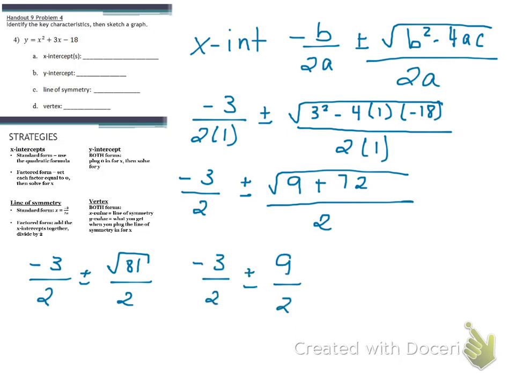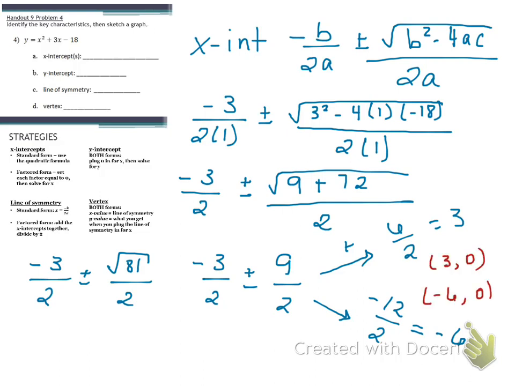And then the square root of 81 is 9, so you have negative 3 divided by 2 plus or minus 9 divided by 2. Then you want to split it off into adding and subtracting. So negative 3 over 2 plus 9 over 2 is 6 over 2, and negative 3 over 2 minus 9 over 2 is negative 12 over 2. So 6 over 2 is 3, and negative 12 over 2 is negative 6. But wait, we need to put them in ordered pairs, which is 3, 0, and negative 6, 0.